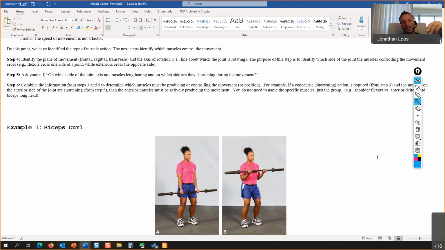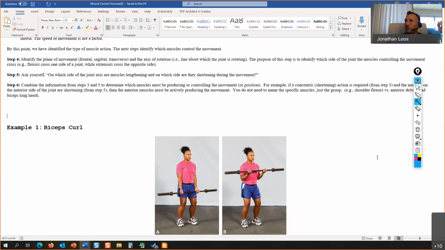If you've identified that it's an eccentric function, I keep on getting the words wrong, I'm sorry, just automatically go opposite of the joint action you see. So you saw elbow extension eccentrically, elbow flexors eccentrically.